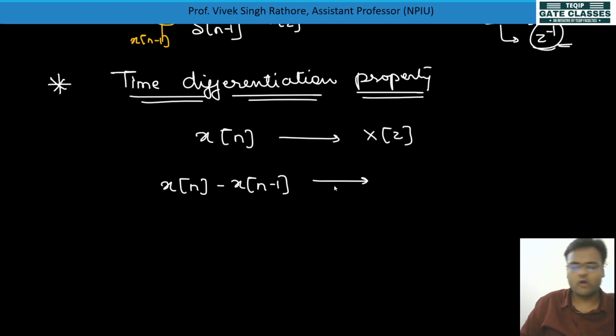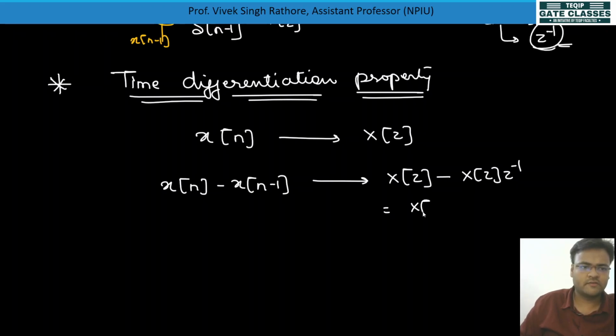So in the output what we will get, see, we take x of z as the Z transform, here x of z into z to the power minus 1. So it can be written as x of z into 1 minus z inverse.